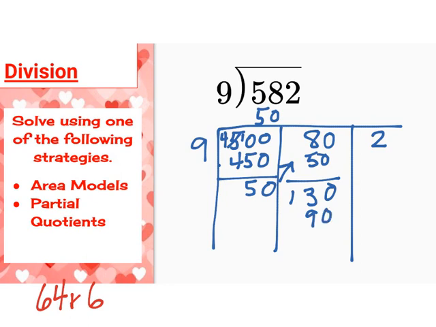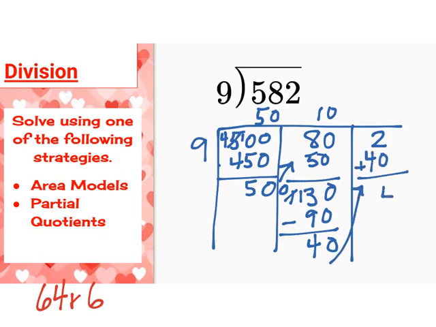How did I get that? I did 9 times 10. Now I'm going to subtract. Cannot do that. 13 minus 9 is 4. Now I'm going to have to bring that 4 up, or 40, and add it to my 2. I now have 42. Okay, the closest that I can get is 9 times 4, which is 36. Subtract. 12 minus 6 is 6. That is smaller than 9, so it becomes my remainder.